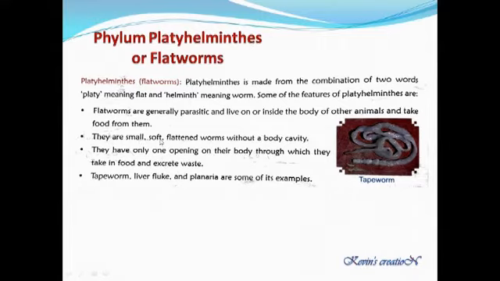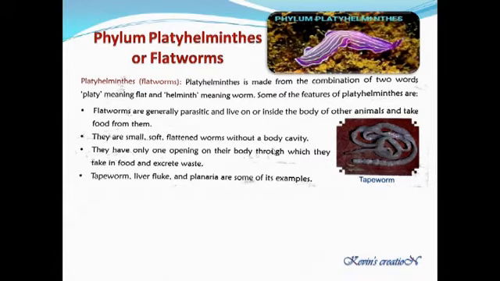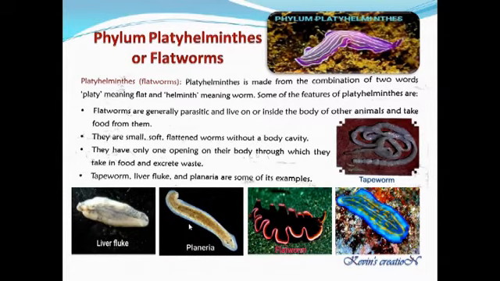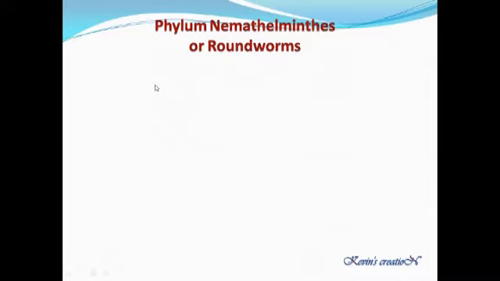They are small, soft, flattened worms without a body cavity. Just like the previous one, they have got only one opening in the body with which they take in food, and also they excrete the waste materials. Example, if you see, this is the tapeworm. Then we have got the liver fluke, planaria. Okay, this is also a kind of flatworm. There are many types of flatworms. So still we are in worms only.